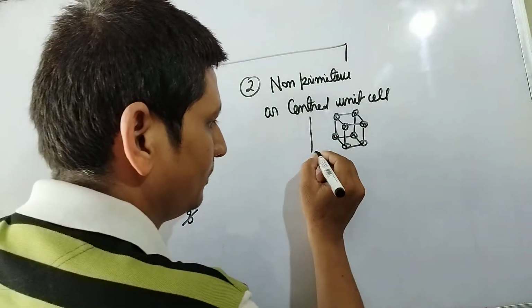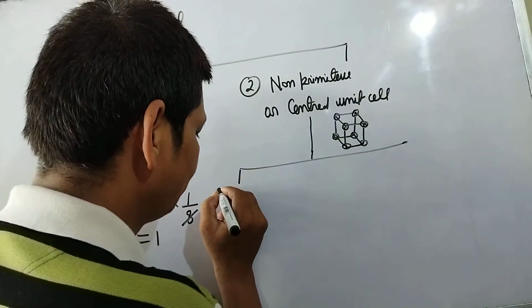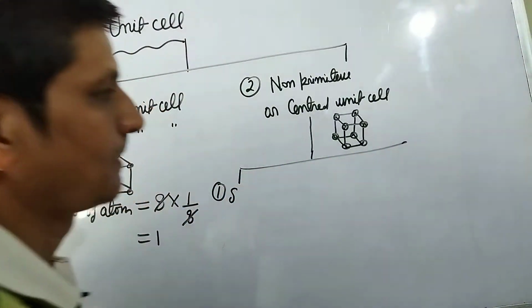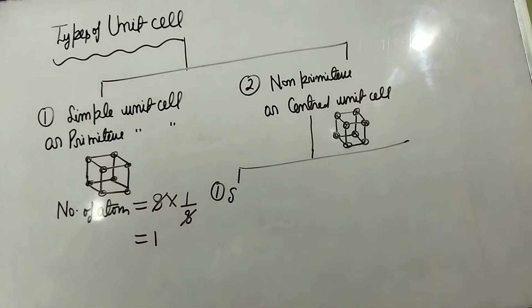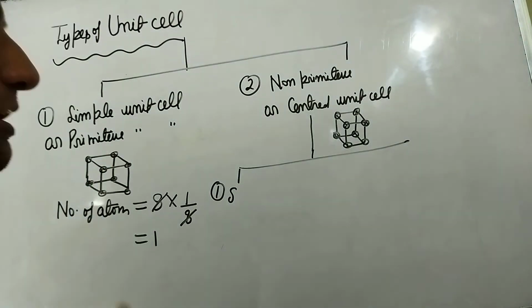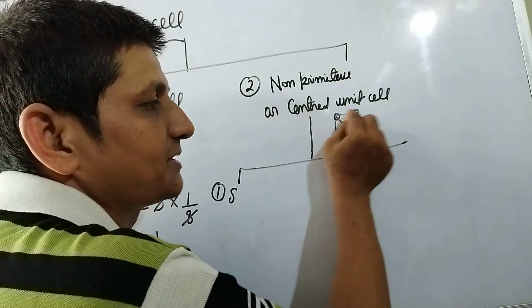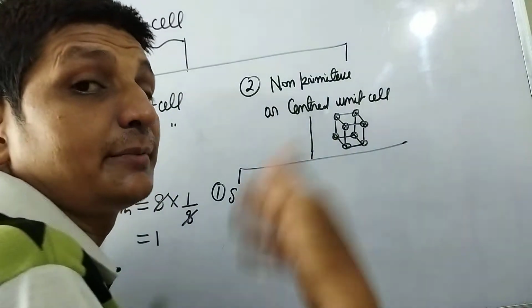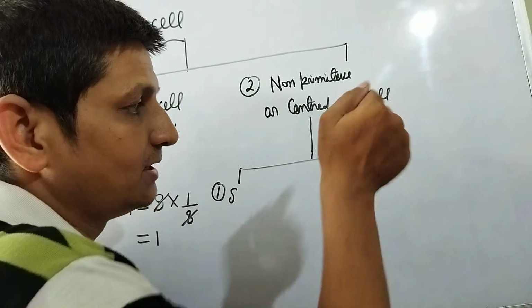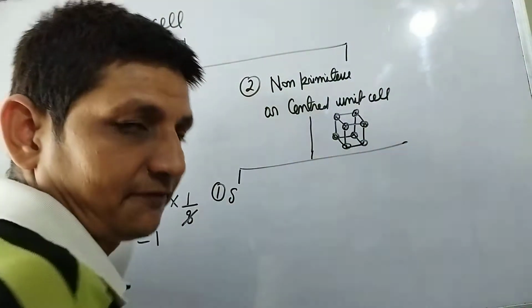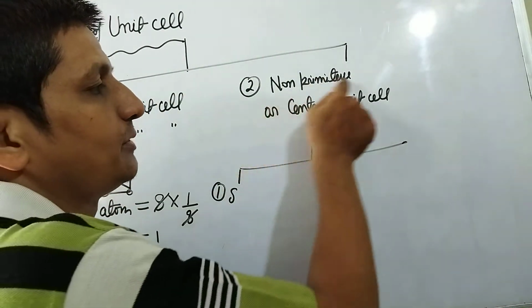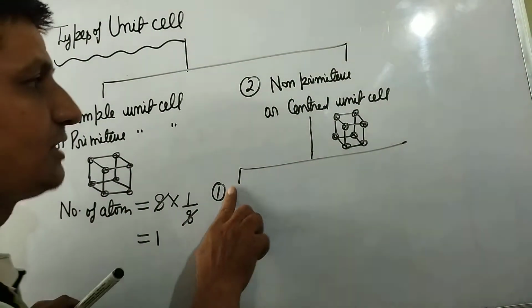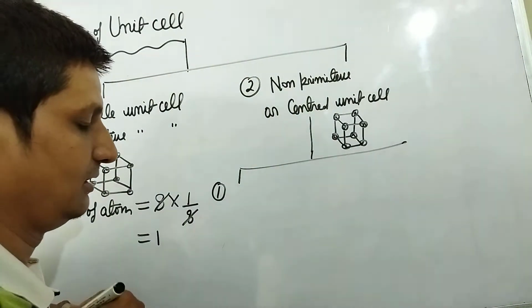Now, non-primitive or centered unit cells are of three types. It can be further divided into three parts. Once again, a non-primitive unit cell is one in which particles are present at the corners and other positions, like the center of the body or the center of the face. Now I am telling you the types of non-primitive or centered unit cell.